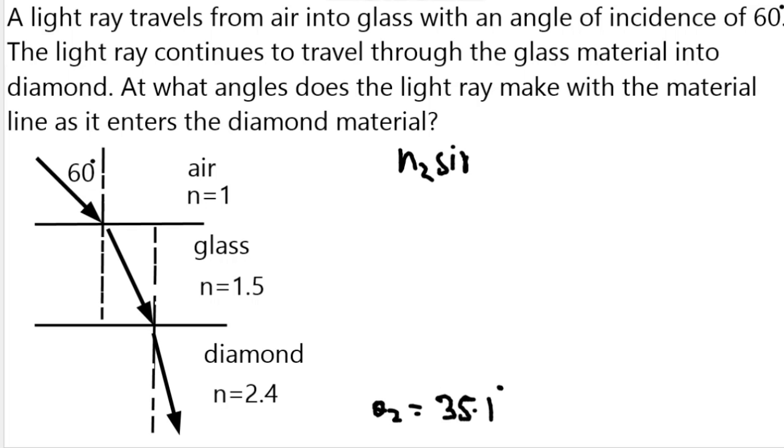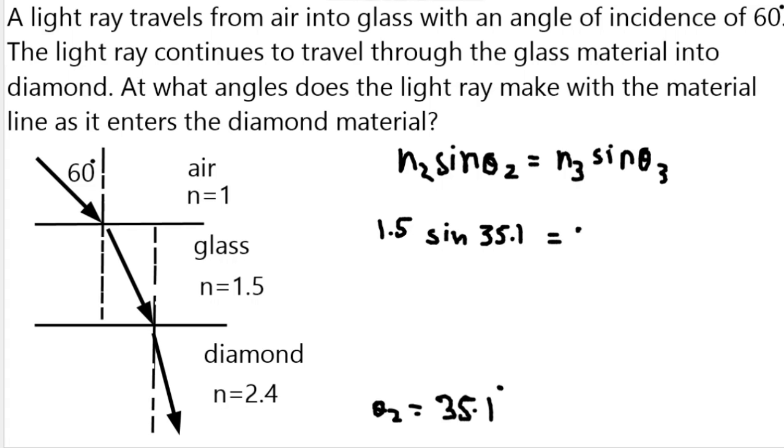So now let's calculate theta 3. So now let's plug in what we know here. So the index of refraction of the glass is 1.5. We have sine, and we calculated theta 2, which is going to be 35.1. And that is equal to the index of refraction of diamond, that's going to be 2.4, which is the highest index of refraction of all substances.